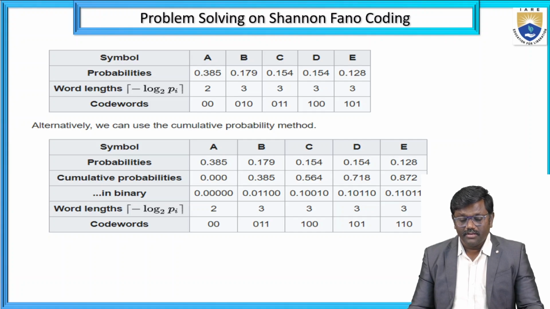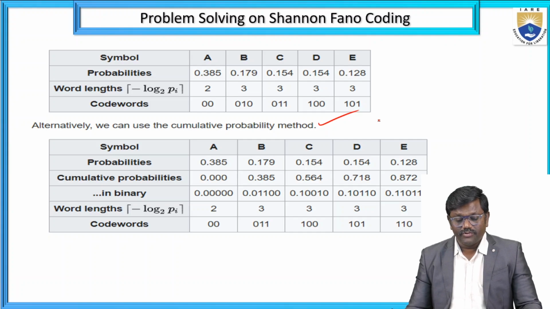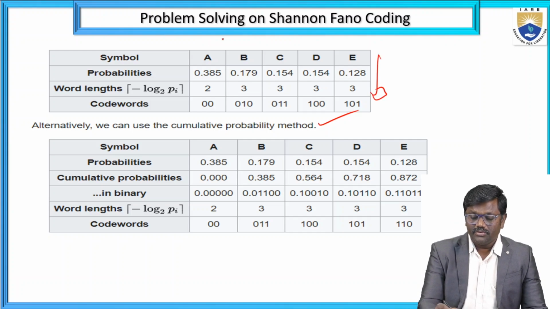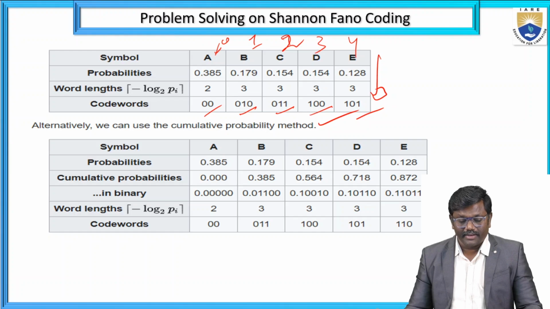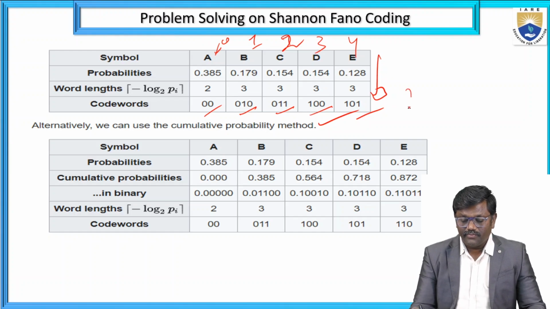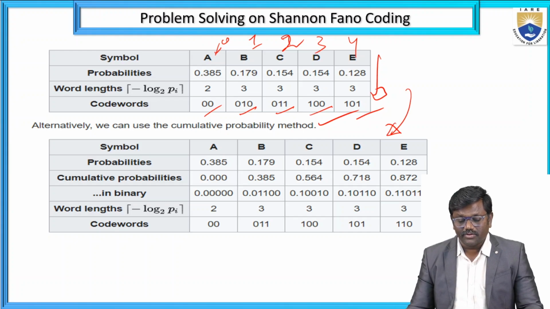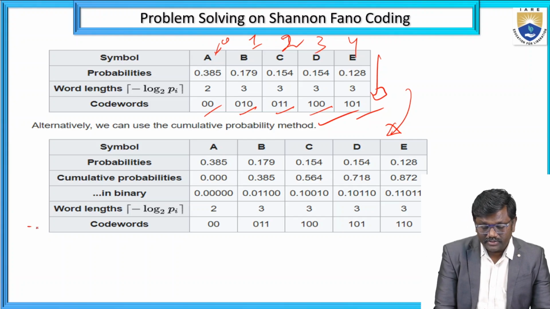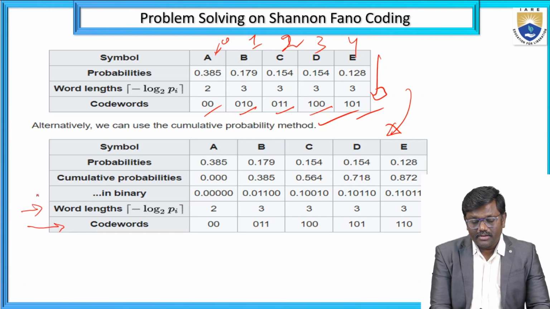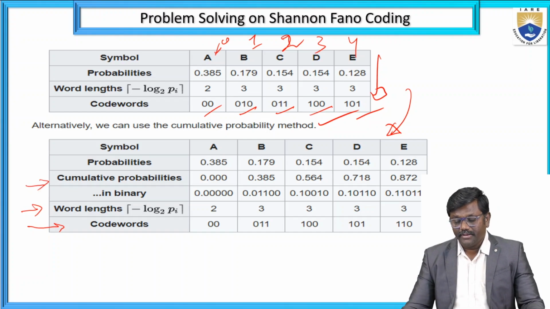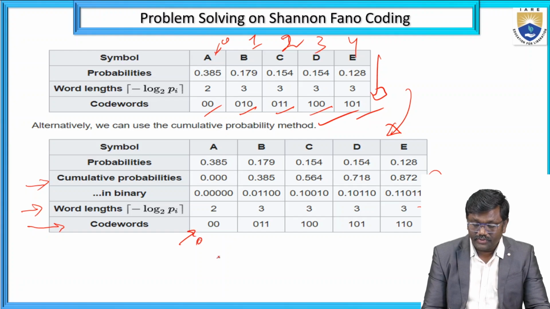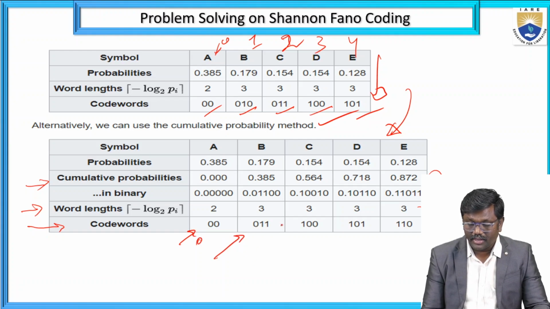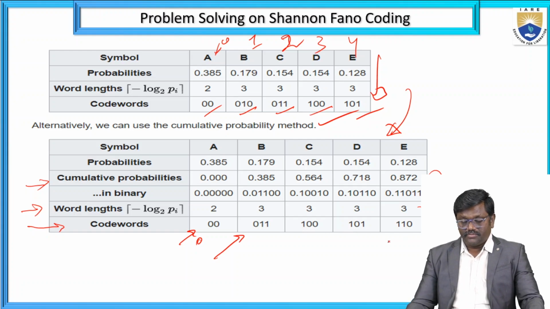Alternatively, we can use the cumulative probability method, which we keep in the table. It is 0 at the 0th place, then 1, 2, 3, 4. Now the code words in binary. As for the previous table, we modify it accordingly. Each row has not only code words but also word lengths. The cumulative probability values are kept in binary equivalent, and we get the binary equivalent code word, like that, until we vary through all.